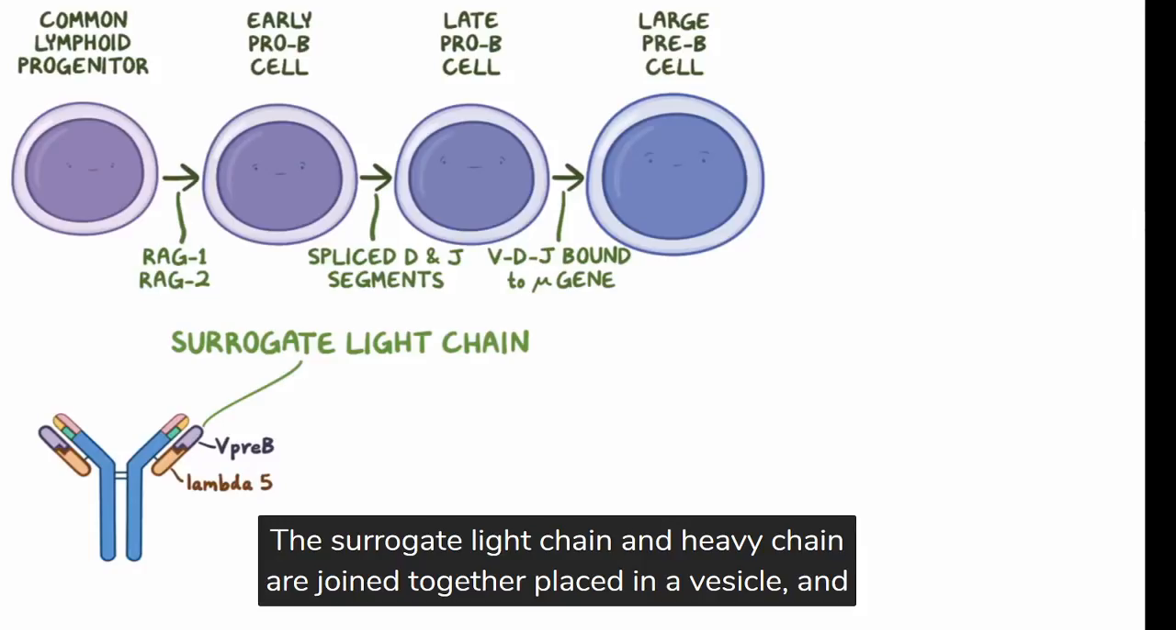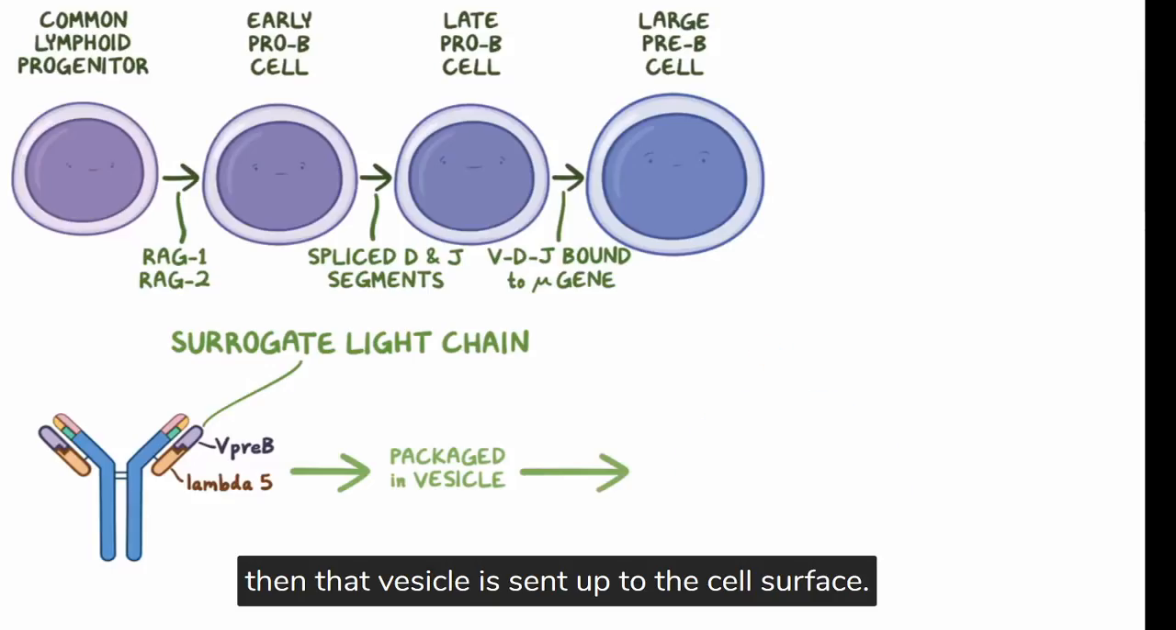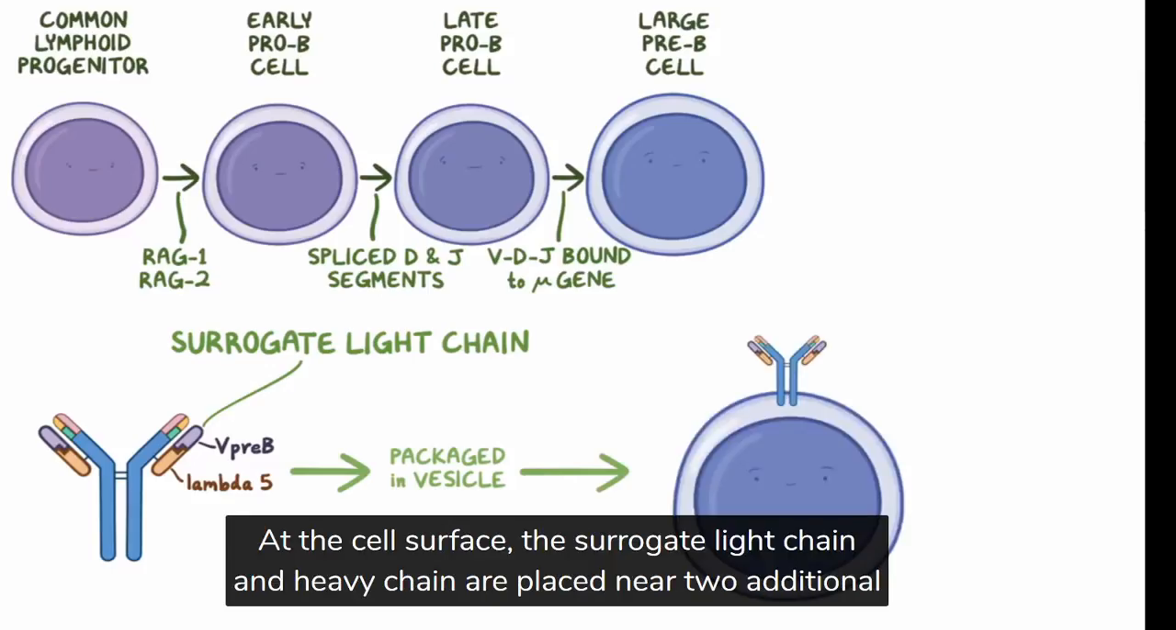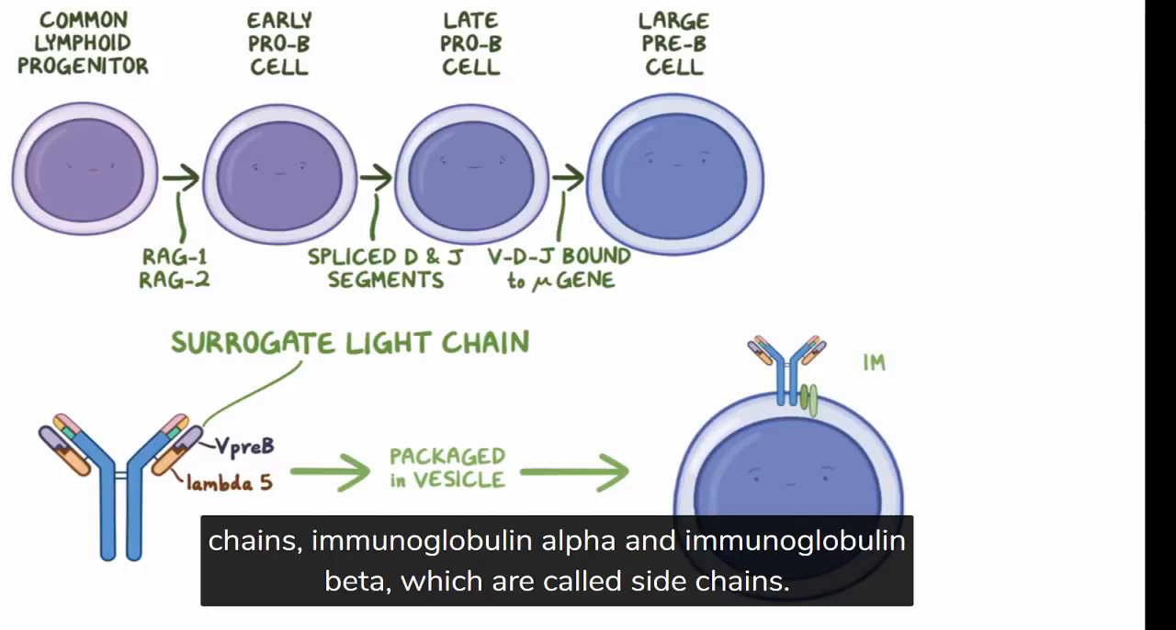The surrogate light chain and heavy chain are joined together and placed in a vesicle, and then that vesicle is sent up to the cell surface. At the cell surface, the surrogate light chain and heavy chain are placed near two additional chains, immunoglobulin alpha and immunoglobulin beta, which are called side chains.